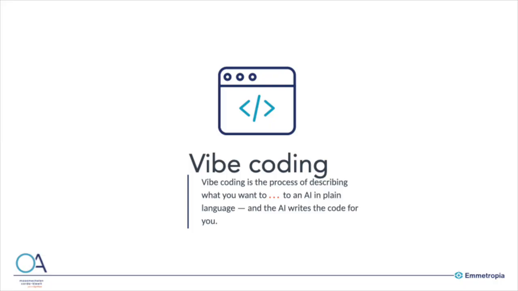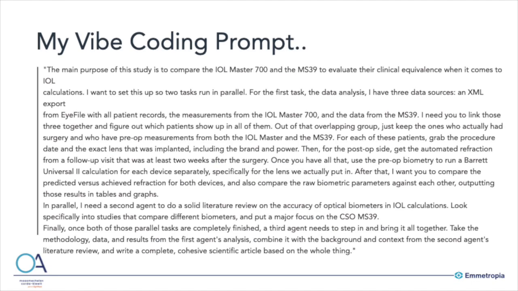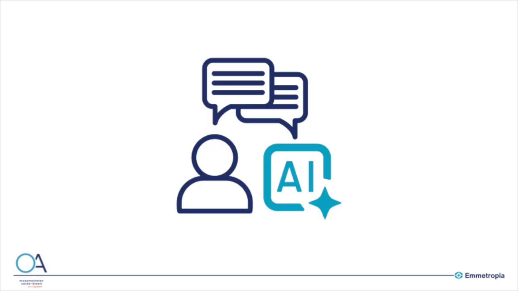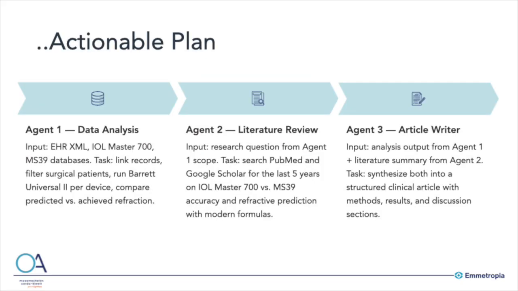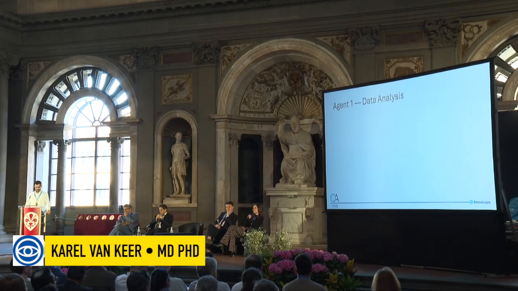So the results of this study are all the result of vibe coding. I gave a very long prompt to my computer, had some back and forth discussions, and then we agreed to an actionable plan where we would have 3 agents. The first agent would do the data analysis, then another agent in the meantime would perform a literature review, and then the third agent would write the article.